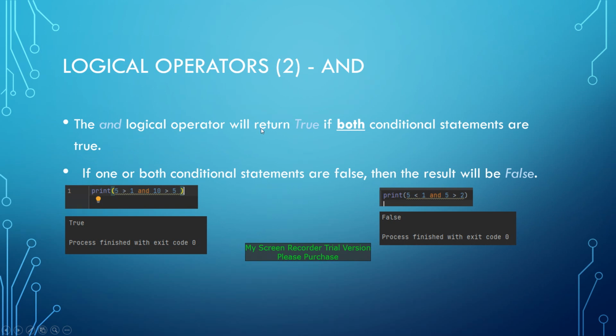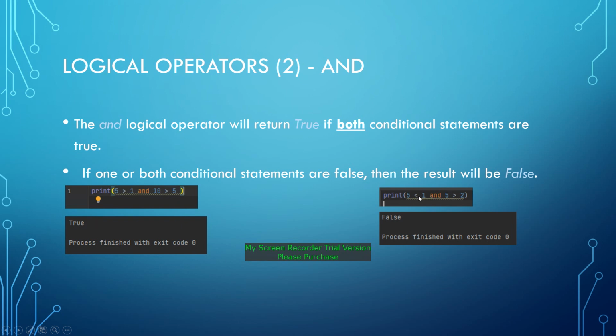Looking at the AND logical operator, an AND will return true if both our conditional statements are true. A conditional statement, in this case, would be our comparison. So if this comparison is true and this comparison is true, then this whole bracket will return us a true. If only one of them is true, then the entire bracket will return a false. So let's take a look. 5 greater than 1, that is true. 10 greater than 5, that is also true. So both this comparison and that comparison are true, and thus our result will be true.